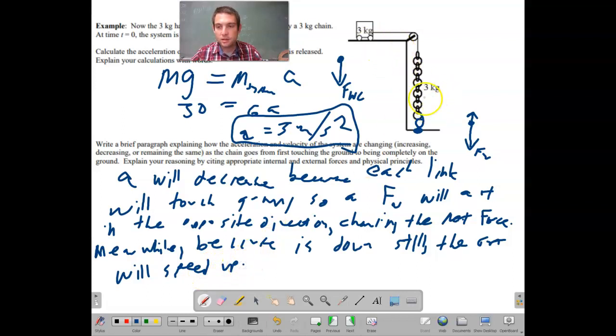So just because our chain is touching the ground, that doesn't mean the cart's going to change its motion, right? It's still going to move and it's going to speed up because velocity and acceleration in the same direction lead to an increase in speed.